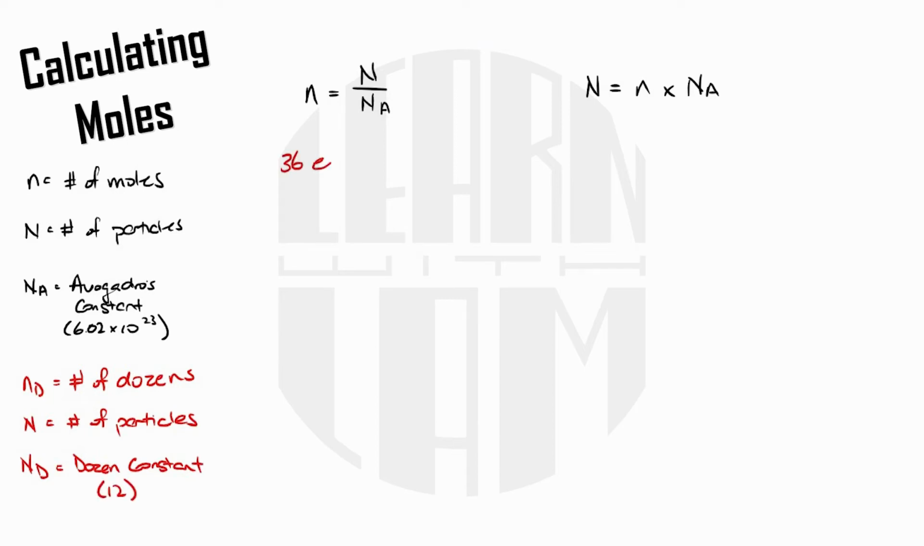So if we have 36 eggs, that's the number of particles. And if we want to determine the number of dozens, we're going to use the same equation as we have above, except using our dozen variables. So the number of dozens is equal to the number of particles over the dozen constant, which is 36 over 12, giving us 3 dozens of eggs.